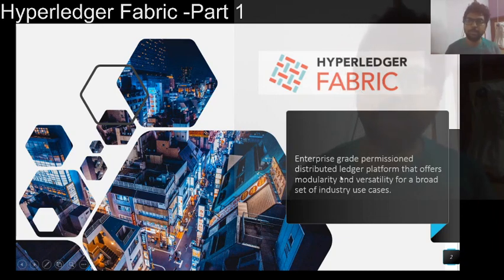Basically, Hyperledger Fabric is an enterprise-grade permissioned distributed ledger platform that offers modularity and versatility for a broad set of industry use cases. This is an enterprise private blockchain, and it has the modularity to handle any industrial use case. That is why we focus more on Hyperledger Fabric right now, because it is more modular than other blockchain frameworks.